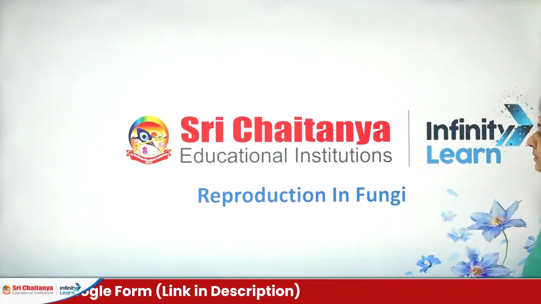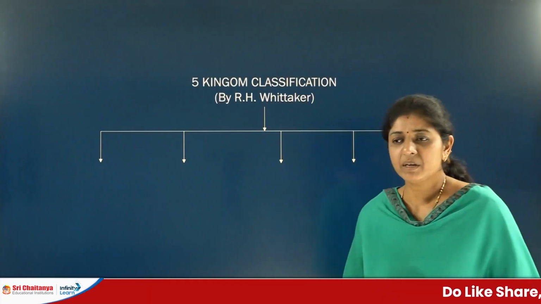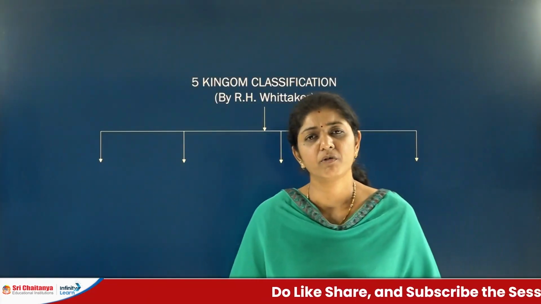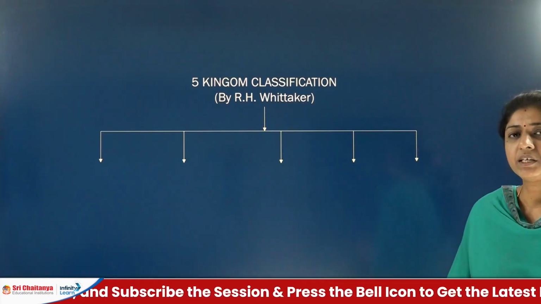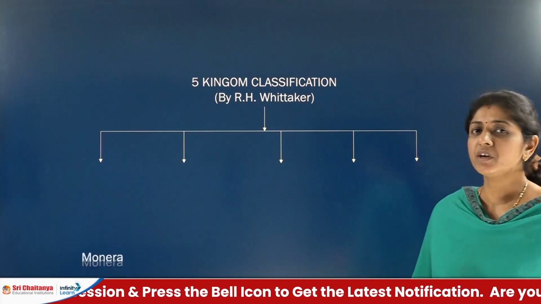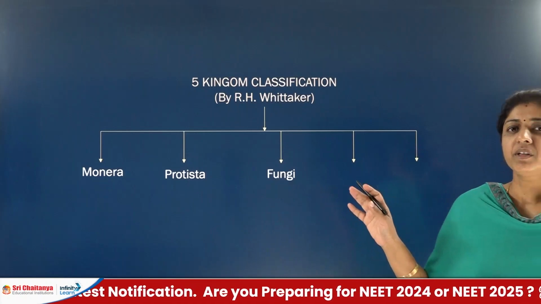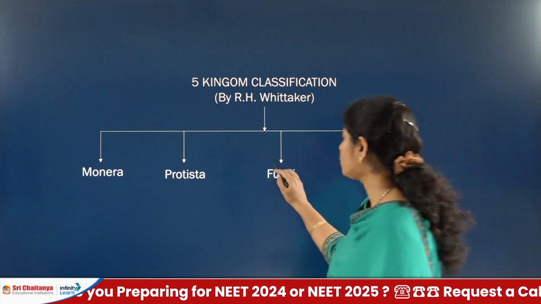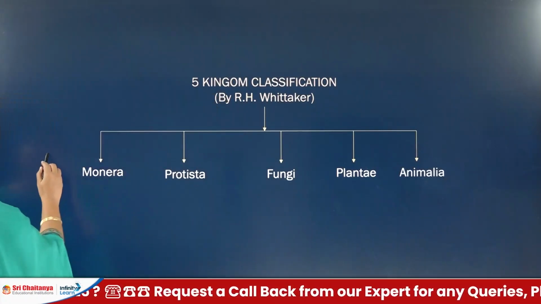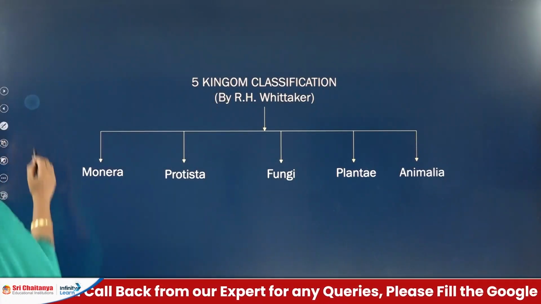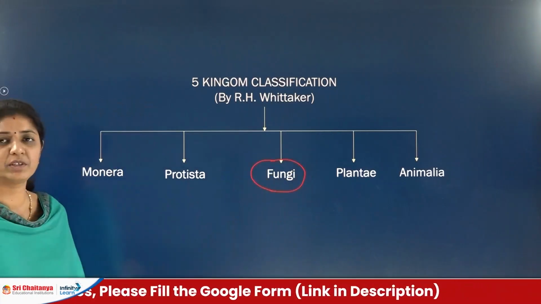Now let's take the topic where we will discuss the 5 kingdom classification. Earlier, even in one of my videos, I discussed the 5 kingdom classification given by Whittaker, where the first kingdom is Monera, after that Protista, after that Fungi, which is our topic for discussion today, then Plantae, then Animalia, right? So our point of discussion today will be the kingdom Fungi.